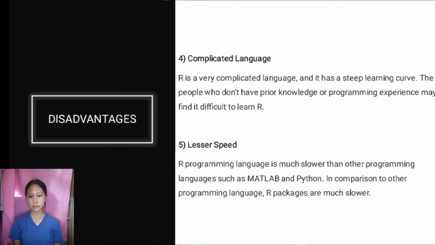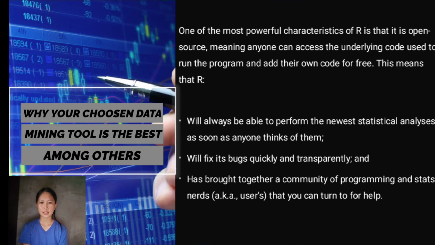Five is the lesser speed. R packages and the R programming language are much slower than other languages like MATLAB and Python. Why is your chosen data mining tool the best among others?